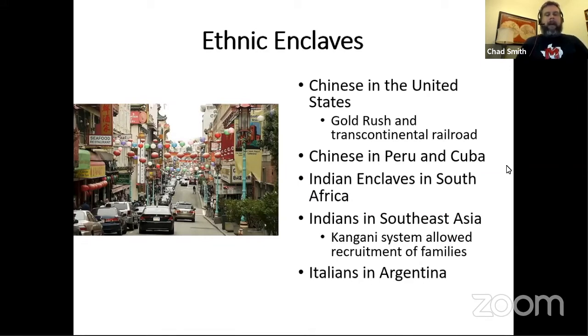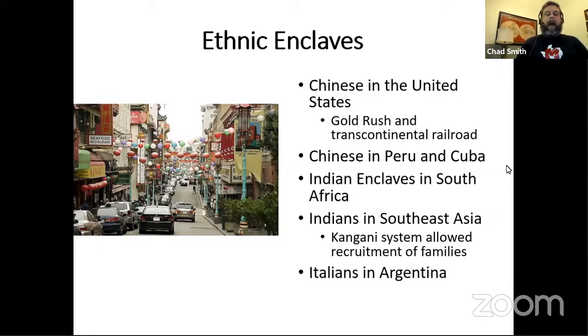Other examples of ethnic enclaves included the Chinese people in Peru and Cuba, and Indian enclaves in South Africa. Of course, one of the most famous people who lived in an Indian enclave in South Africa was someone we talked about at the very beginning of our online lessons, back in unit 8 and 9, a man named Mohandas Gandhi, as a part of the decolonization movement.